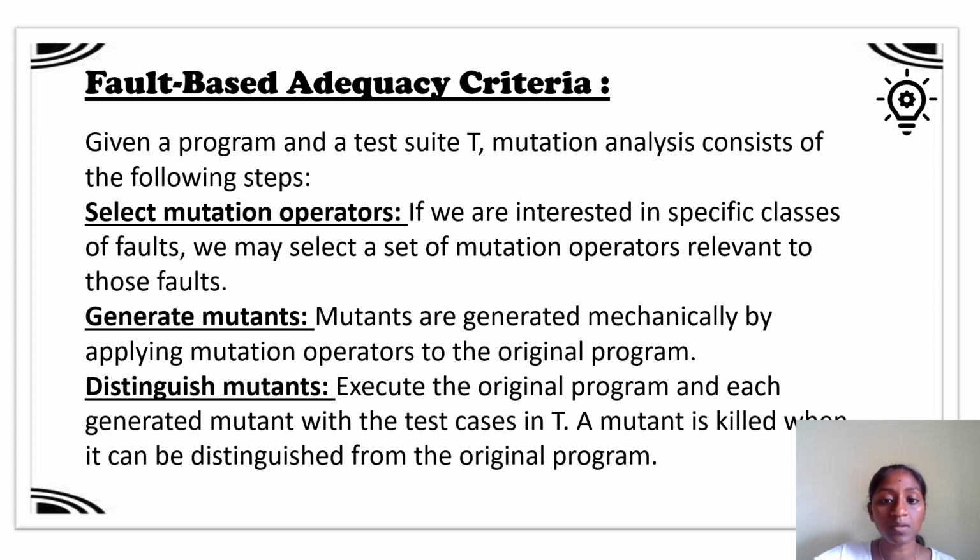Mutants are generated mechanically by applying mutation operators to the original program. Third step, distinguish mutants. Execute the original program and each generated mutant with the test cases in T. A mutant is killed when it can be distinguished from the original program.